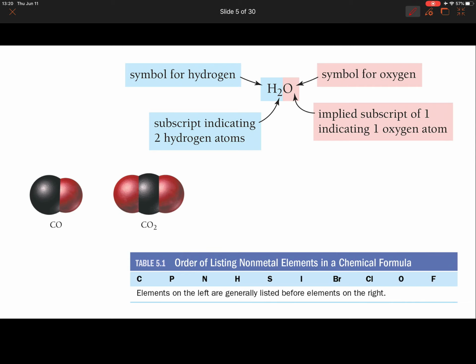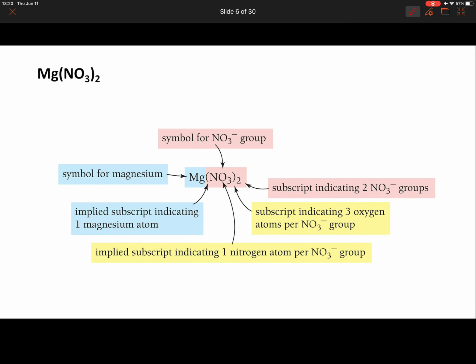Okay, let's talk a little bit about polyatomic ions. So some chemical formulas contain groups of atoms that act as a unit. And when several groups of the same kind are present, their formula is usually set off using parentheses. So we call these polyatomic ions. And so in order to determine the total number of each type of atom in a compound like this, you actually have to do a little bit of multiplying with the outside subscript.